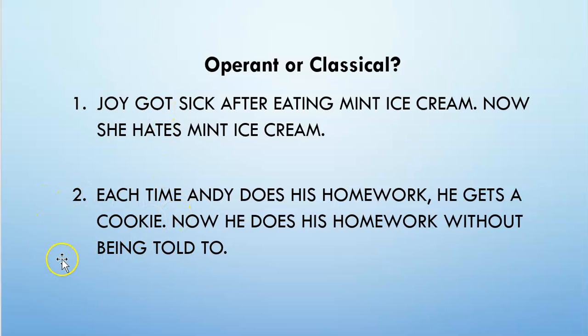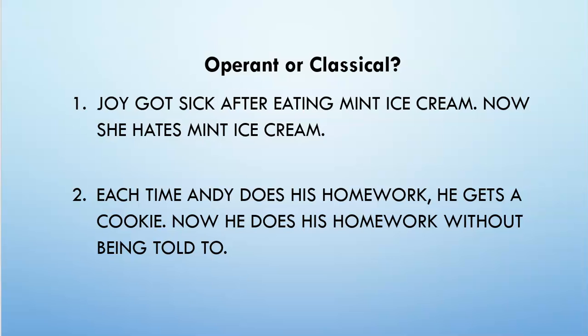Whereas number 2 is operant conditioning, because when he does his homework, then he gets a cookie. The cookie is some sort of reward. Now he does his homework without being told to. Normally, he's told to do his homework, he does his homework, and gets a cookie. But now, because of something that happened after his response, he does it on his own. The stimulus was being told to do his homework, his response was doing his homework, and then his reinforcer or outcome was getting a cookie. So now he will do his homework without being told to. The cookie comes after the response, and that's why it's operant conditioning.